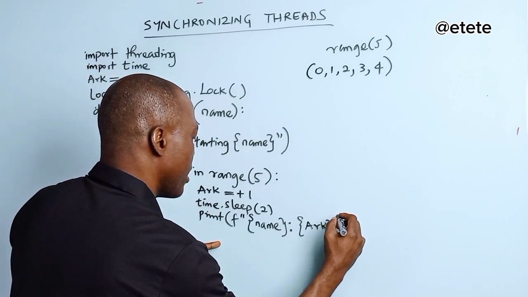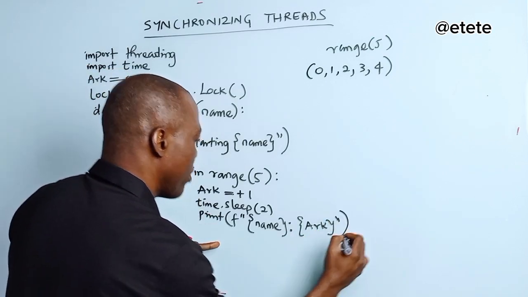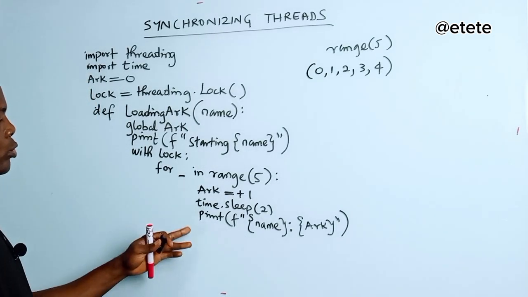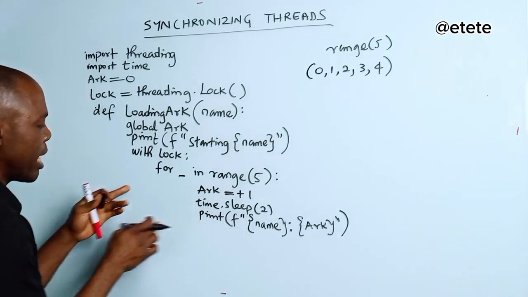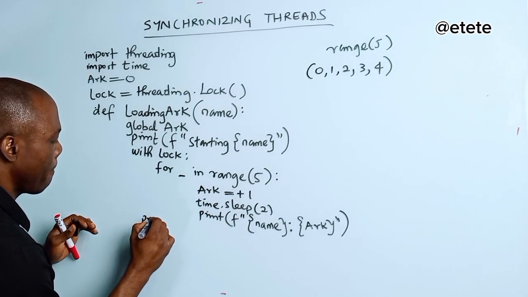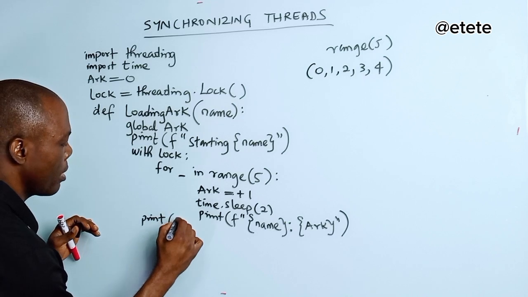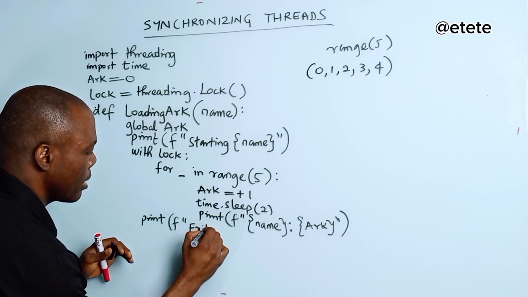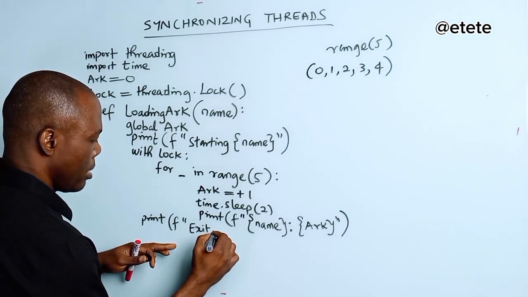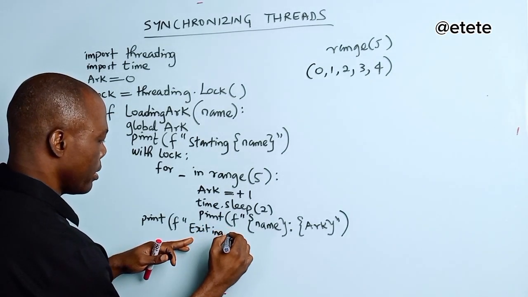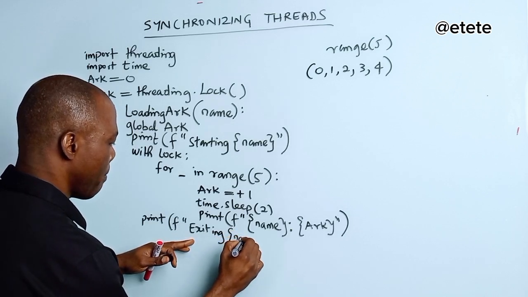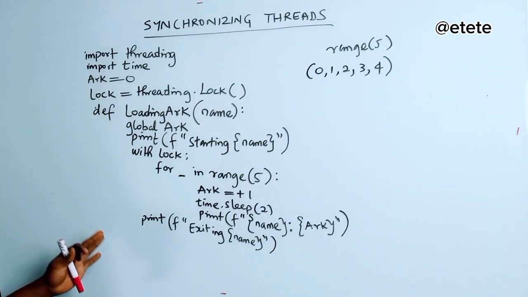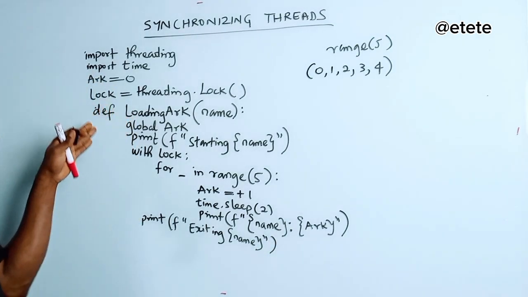Right? Then I'll close my string, then I'll close the parentheses. So that is what I have done. What is the next thing I'm going to do now? Having done this, I will come out and say print. I will come out from my string again, and I will say exiting name. Then I will close this, and then I will close this. All right, so this is my task.